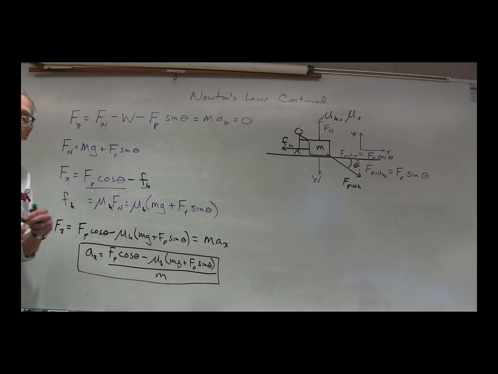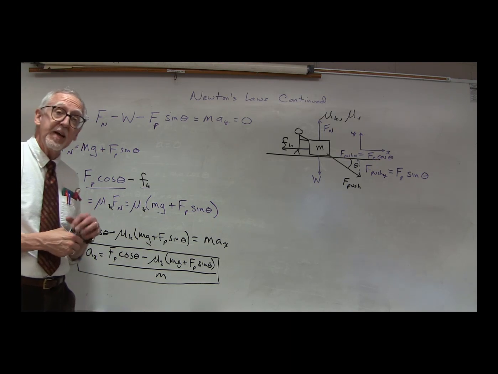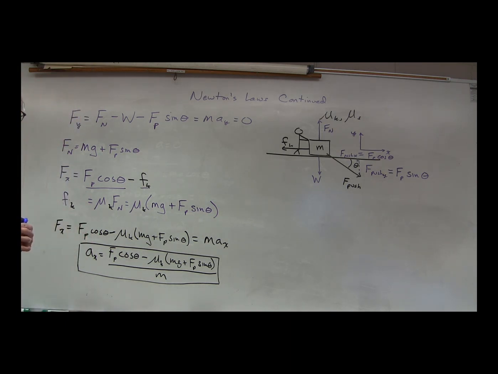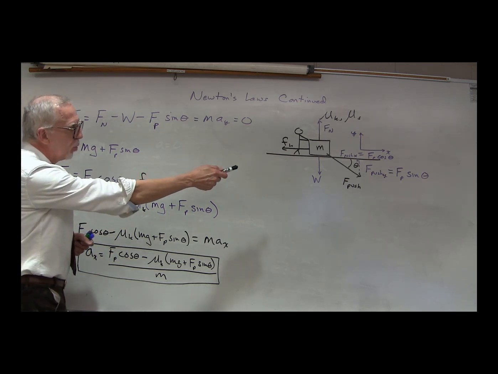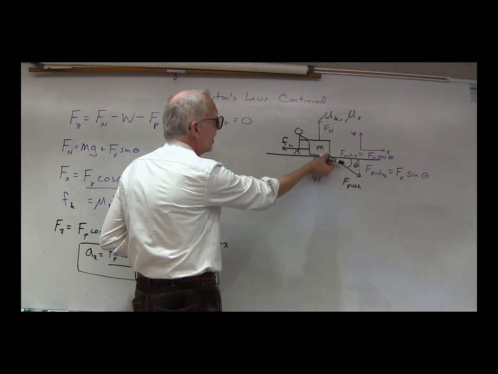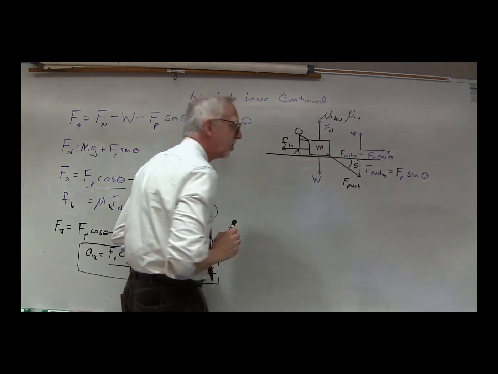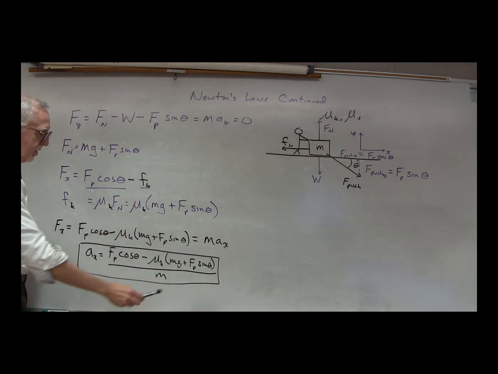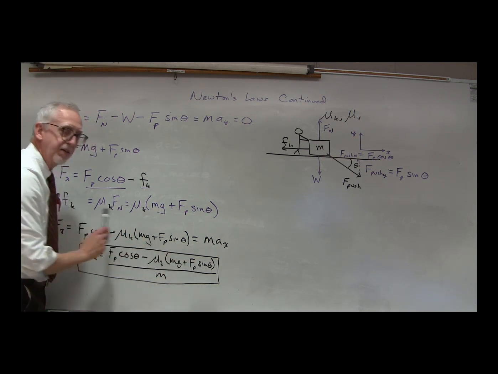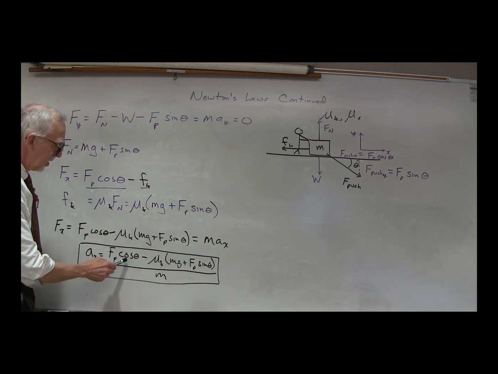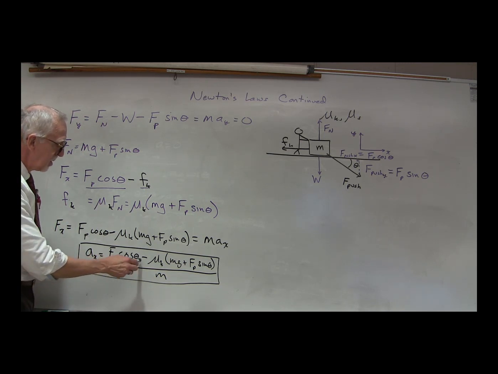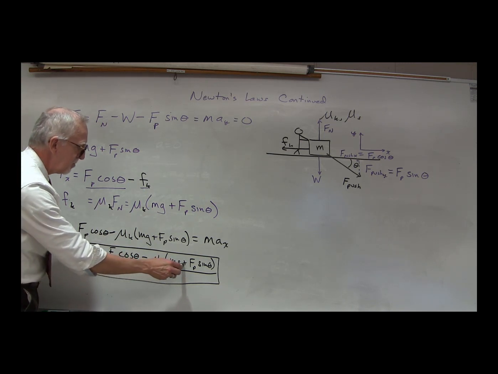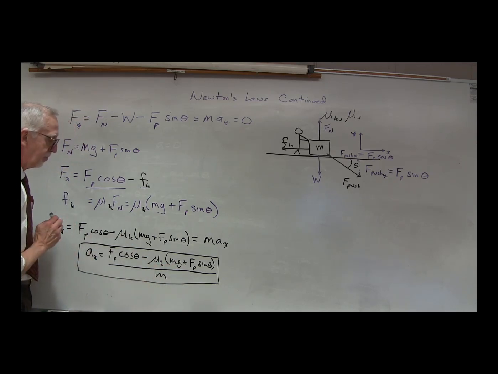Very, very good. Let's look at this in some extreme situations. What do we have when theta is equal to 0? Basically the pushing force is horizontal. It's going to be perfectly horizontal. What do we have? Sine of 0 is 0. Cosine of theta is 1. And we'll end up with Fp minus mu k mg, all divided by m.